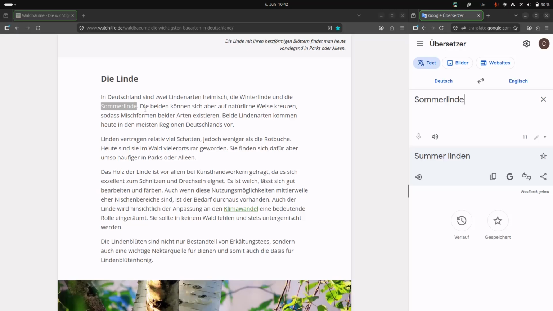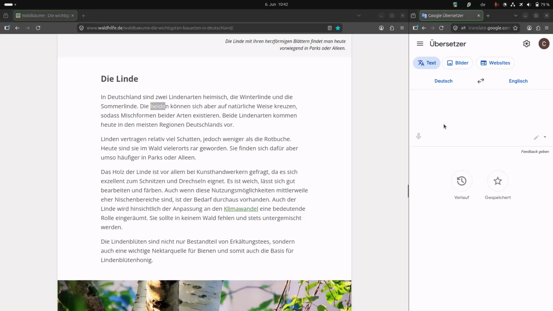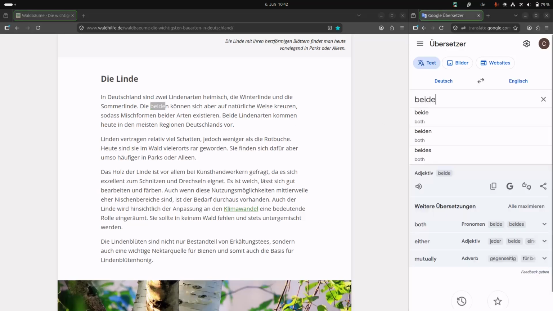Die beiden, the both, basically it means the both of them. This is more of a saying in English, but in German it's a normal word. In English you wouldn't necessarily say the both of them, it's more of a saying or phrase. But in German it's a single word, so die beiden, beide, derives from that word. This means 2, both of them.